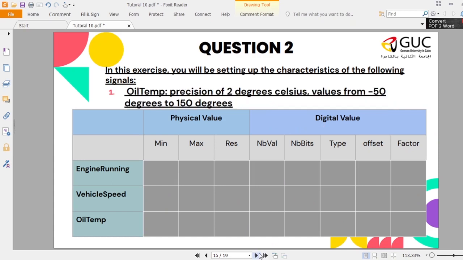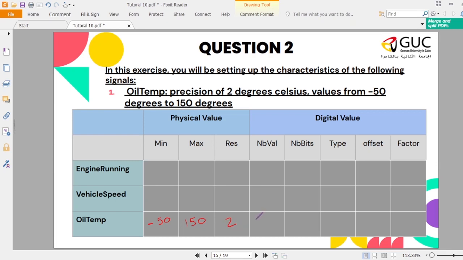the last one is the oil temperature. The oil temperature has a precision of 2 degrees Celsius, values from negative 50 degrees to 150 degrees. Perfect. So we will go and fill the last part of our table. The minimum value starts from negative 50. The maximum value is 150. Our resolution is 2 degrees, right? Perfect. That's good.